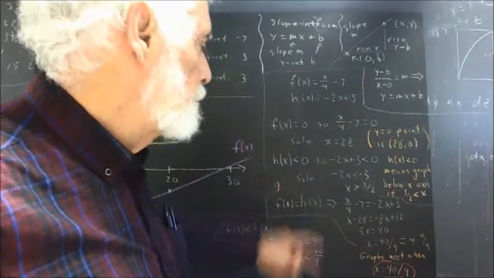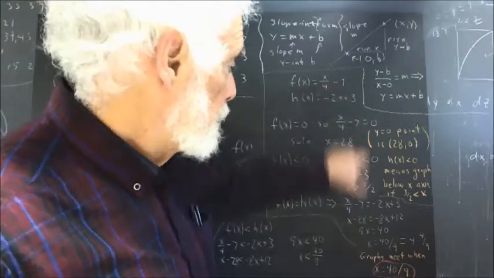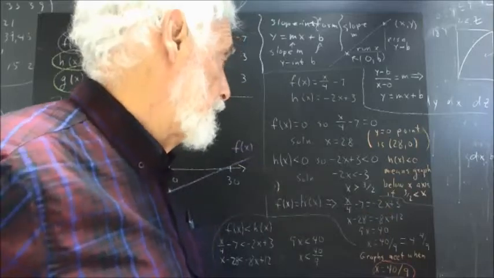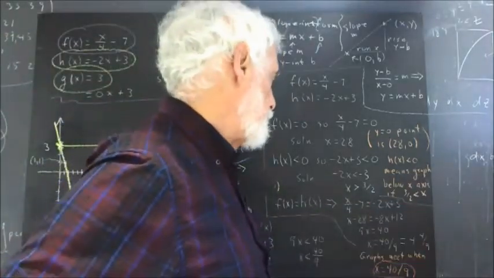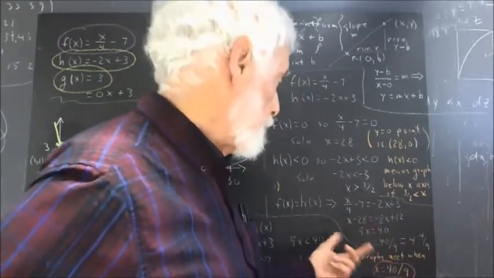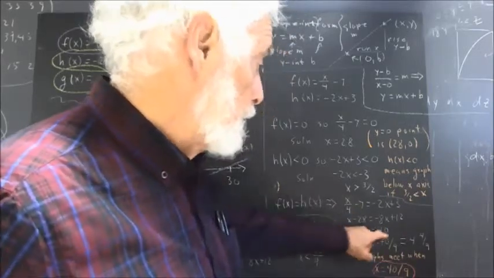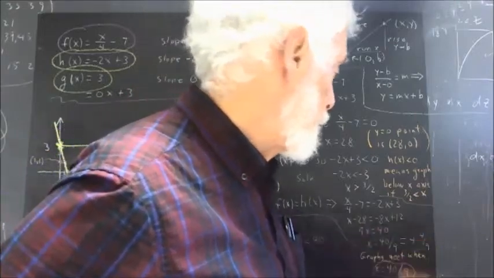Then f of x equals h of x. Well, then we put the expression for f of x, our x over 4 minus 7, equal to the expression for h of x, the negative 2x plus 3, and we solve this equation. Again, I multiply everything by 4, then I just bring everything over to one side or the other, and I get 9x equals 40, so that x is 40/9, or 4 and 4/9.